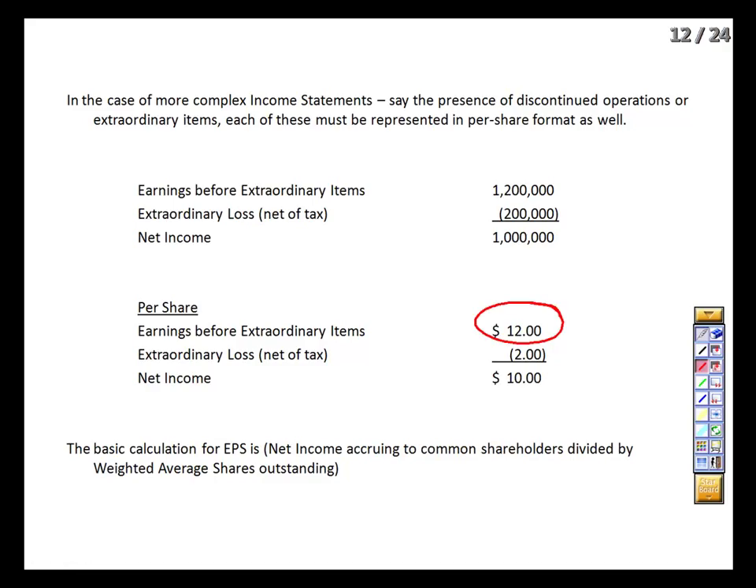Our basic calculation of earnings per share is net income accruing to common shareholders divided by the weighted average shares outstanding during the year. We specify that it's the income to common shareholders because if we've got preferred shareholders, they're going to get their claim on income in the form of their annual dividend, and the common shareholders will split up the rest. And we use weighted average shares, not the January 1st or December 31st number of shares, because earnings happen over time, not just on January 1st or December 31st.